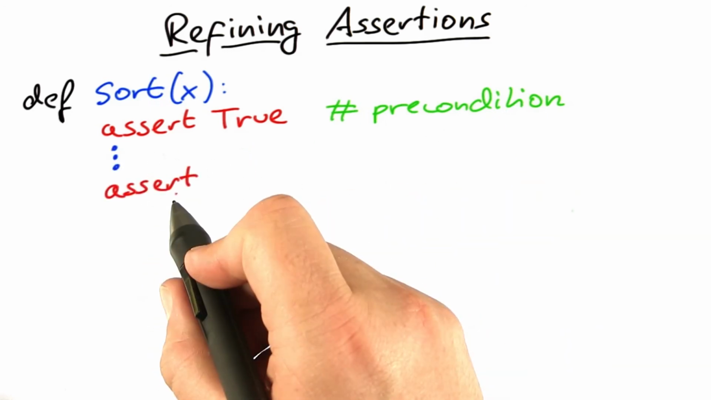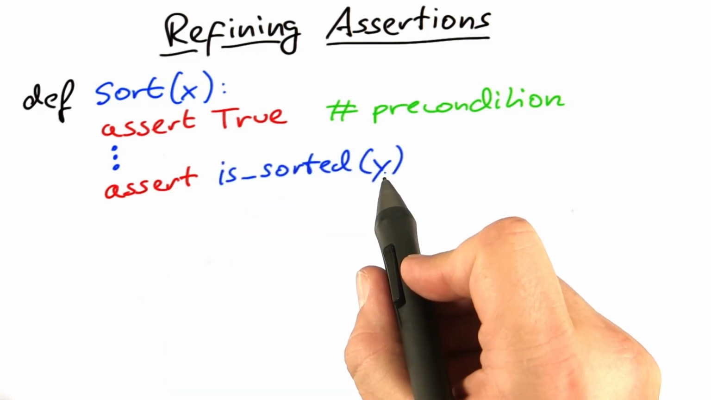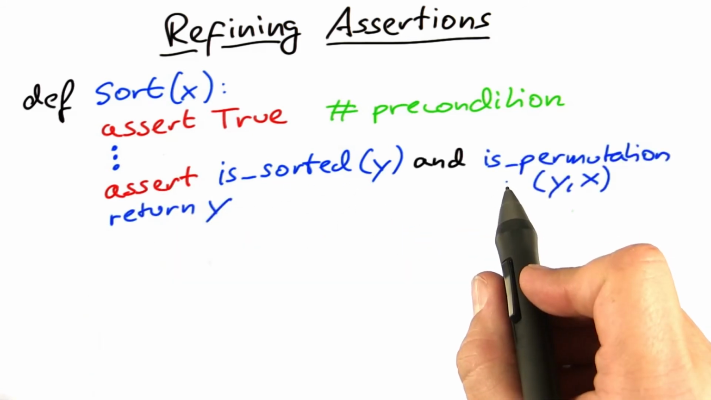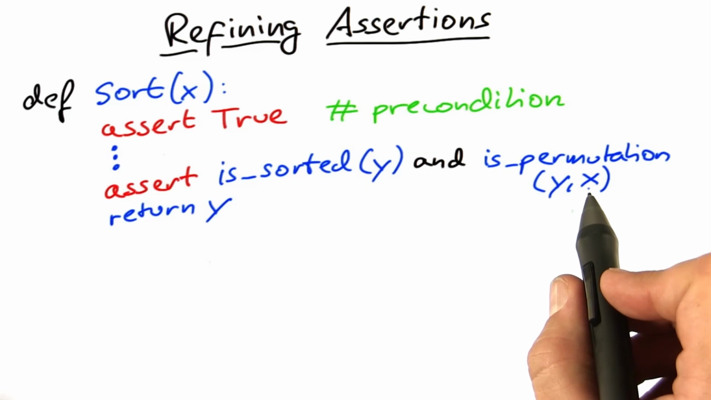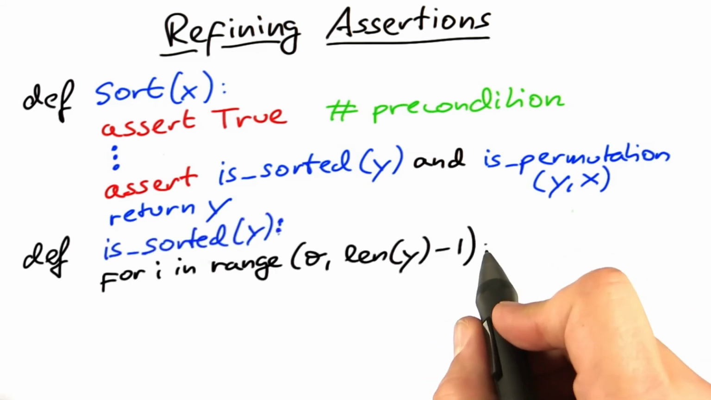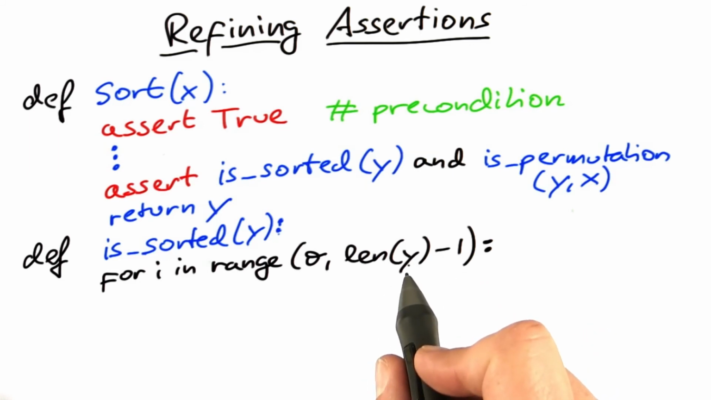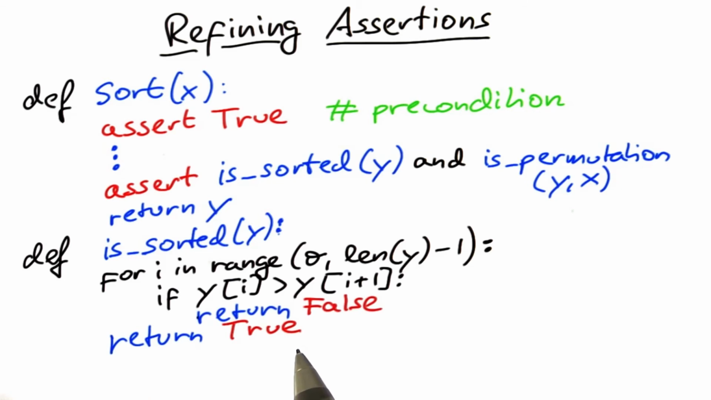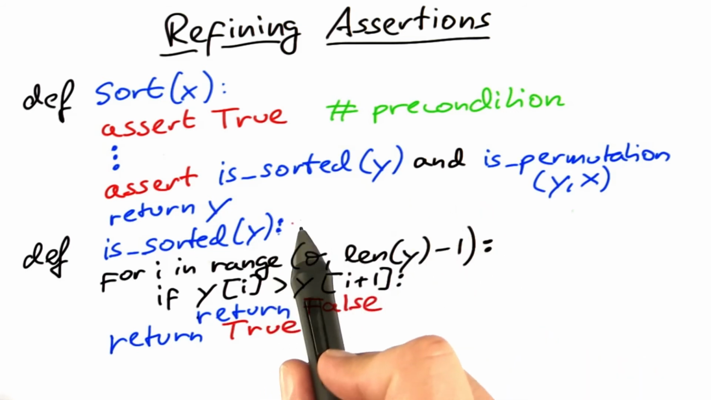For the postcondition, we have to make sure two things. First, we assume that the list Y that we will return actually is sorted. But we also need to make sure that the list we return is a permutation of our input list. So let's go and check whether a list is sorted. We iterate over the elements of Y, and if one element is greater than its successor, we return false. Otherwise, we return true.